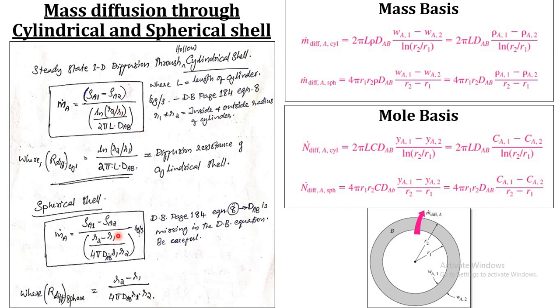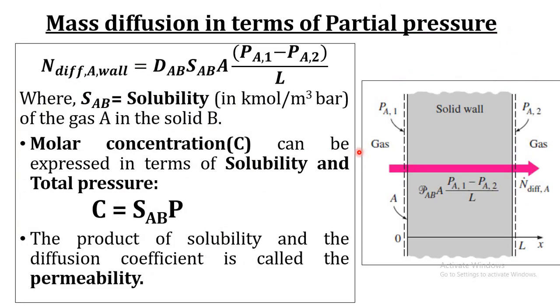Again, these equations for cylindrical and spherical shells we can also represent in terms of mass fraction and mole fraction. On a mole basis it will be mole fraction, and on a mass basis it will be mass fraction. If mass fraction is there, then 2 pi L DAB rho will be there. If it is mole fraction, then C will be there. Also, the mass diffusion equations we can represent in terms of partial pressure.